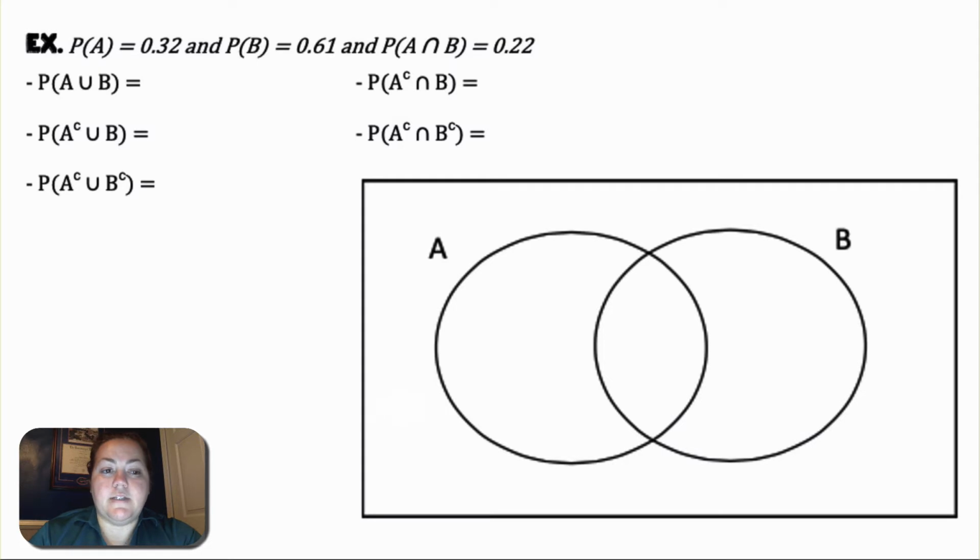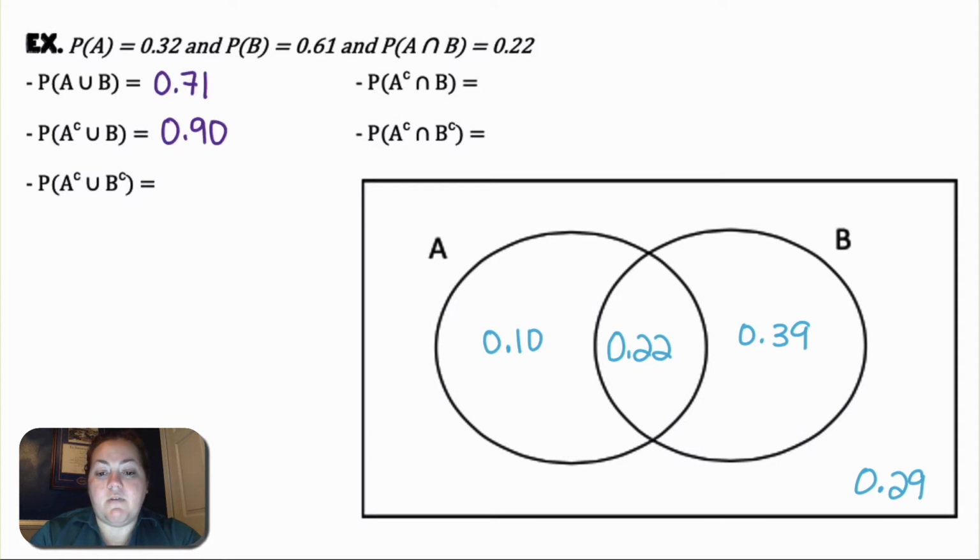All right, another example. The probability of A is 0.32, probability of B is 0.61, probability of A and B is 0.22. So I'm going to fill in my Venn diagram. So 0.22 is going to go in that center, the A and B. The rest of A would be 0.1, the rest of B would be 0.39, and the rest of my sample space would be 0.29. Now, the probability of A or B, so it can be in A, it can be in B, or both, right? So that would be 0.71.